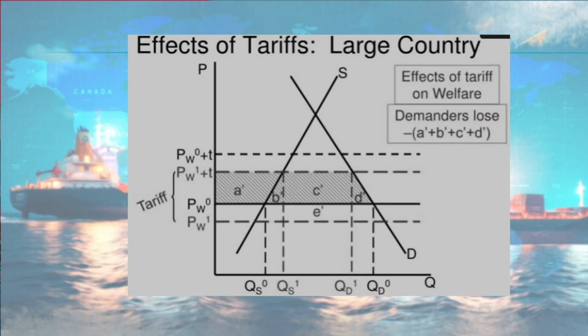But what about the demanders? The demanders lose. When a large country is imposing a tariff, we have to remember the supplier will gain and the demander will lose. And what would be the loss? The loss amount is A dash, B dash, C dash, D dash, as shown in the shaded area of the diagram. So this amount accounts for the demander loss. Only the supplier profit is the green portion we showed on the previous slide.